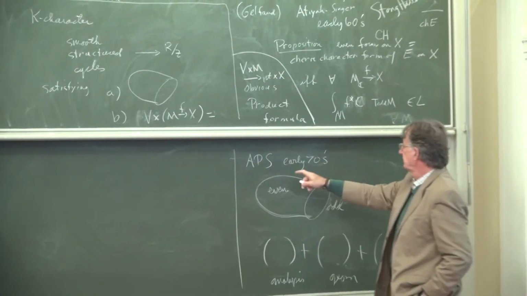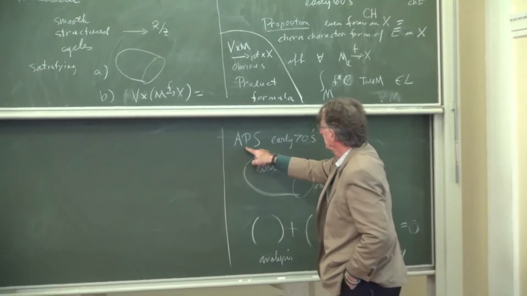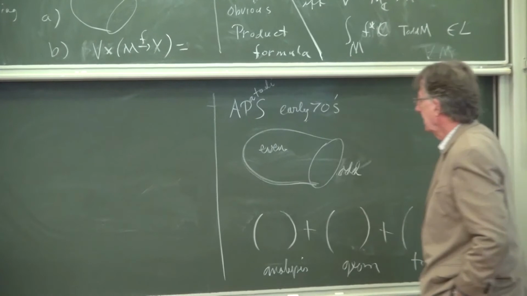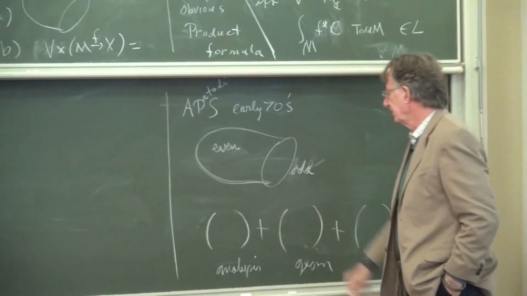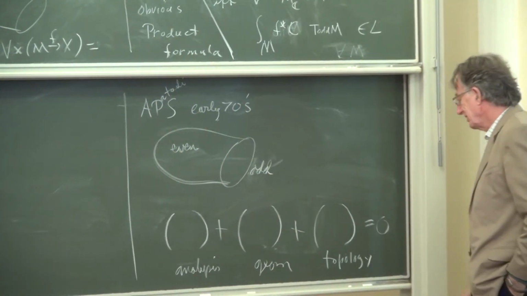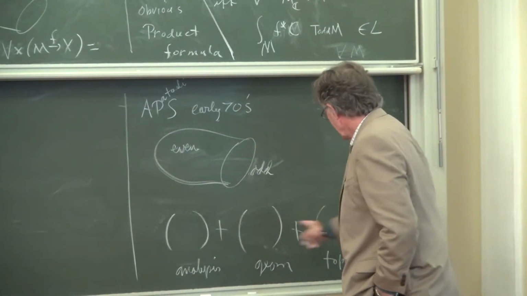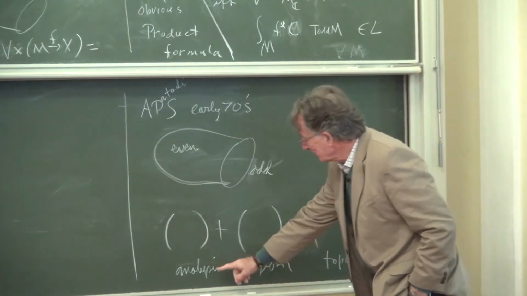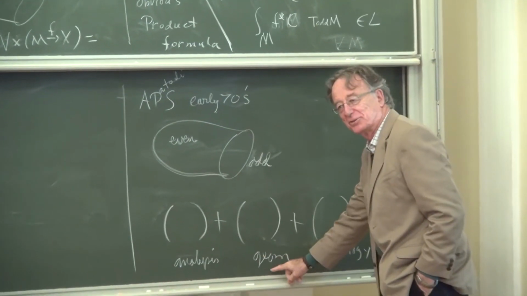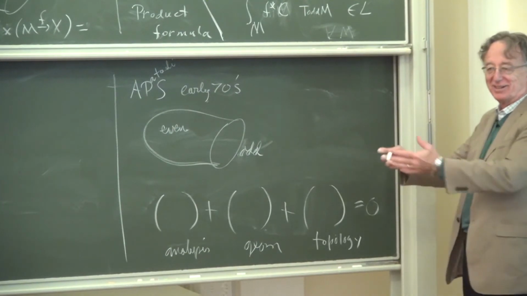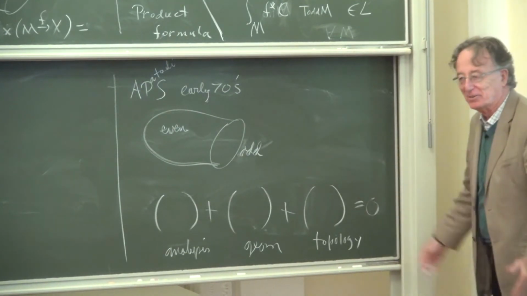And this is Atiyah-Patodi-Singer. Atiyah, Singer, and then Patodi. And this is when you have a manifold with boundary. And I remember watching Atiyah talk about this theorem. He would write down a formula, and he would say, this term is analysis, this term is differential geometry, this term is topology, and they add up to 0. So, you know, Atiyah likes to sweep, you know.